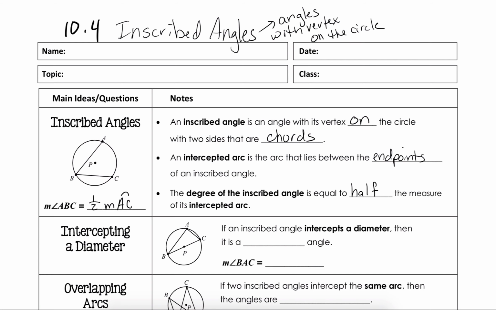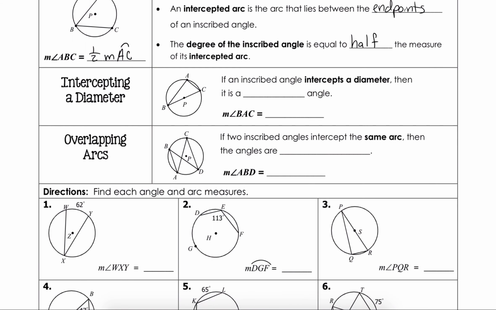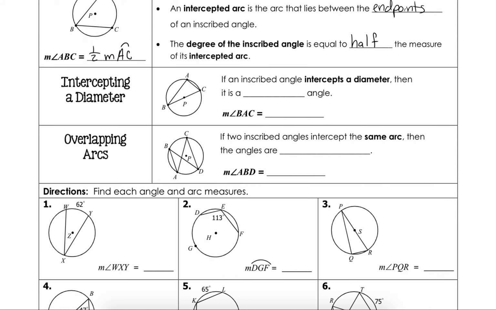All right, now sometimes we have an inscribed angle that is intercepting a diameter. So here is the inscribed angle, and here is the diameter. If an inscribed angle intercepts a diameter, then it is a right angle. So in this case, the measure of angle BAC is 90, right? Because if this is a diameter, then this arc here is 180, so half of that is 90.